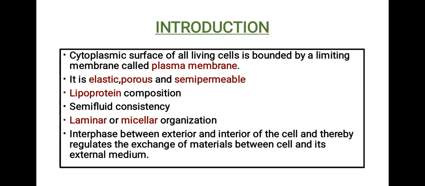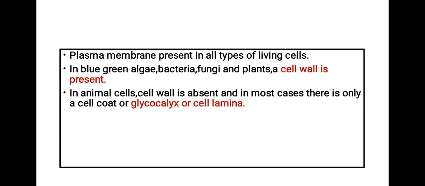The cytoplasmic surface of all living cells is bounded by a limiting membrane called the plasma membrane. It is elastic, porous and semi-permeable, with lipoprotein composition, semi-fluid consistency, and laminar or micellar organization. There is an interface between the exterior and interior of the cell, and thereby it regulates the exchange of materials between the cell and its external medium. So, elastic, porous, semi-permeable, lipoprotein composition and laminar or micellar organization. Plasma membrane is present in all types of living cells.